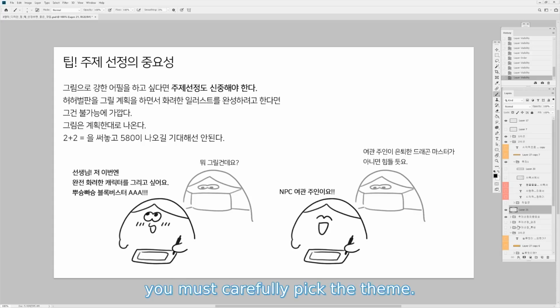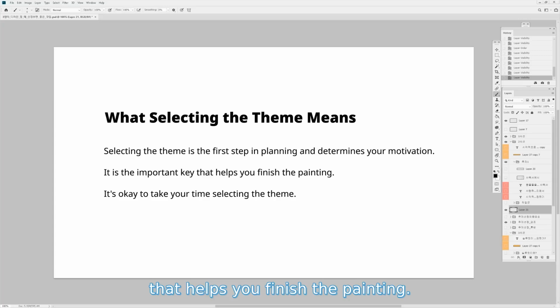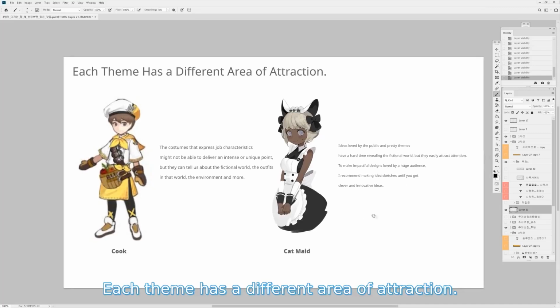This is why you must carefully pick the theme. You have to choose the right theme that goes along with what you want to paint. Selecting the theme is the first step in planning and determines your motivation. It is the important key that helps you finish the painting. It's okay to take your time selecting the theme. But how should we select the theme? Each theme has a different area of attraction.